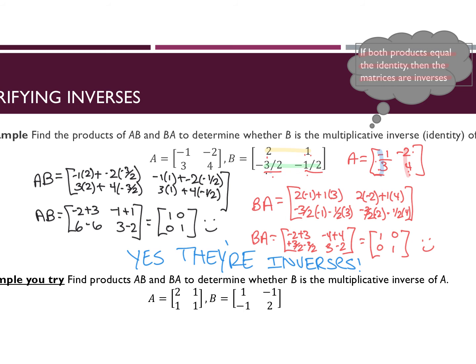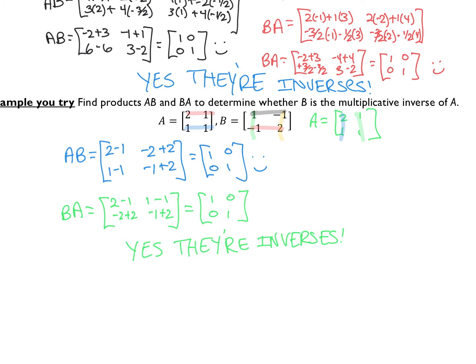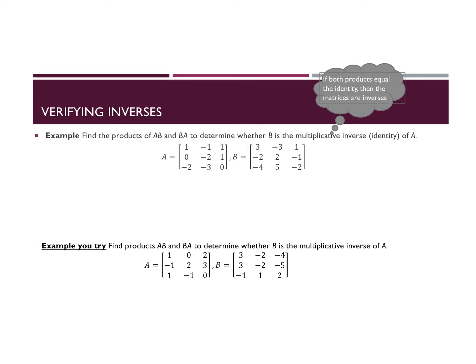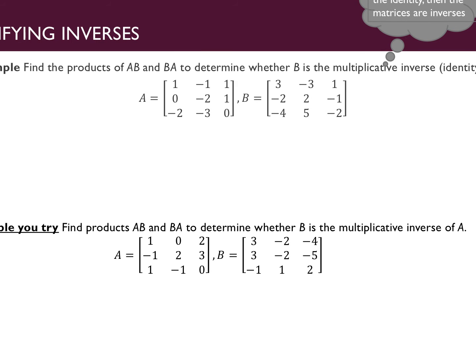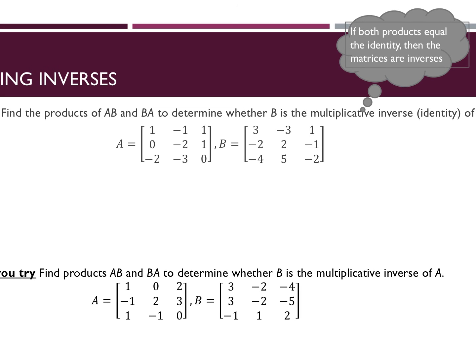Now I would like you to take a minute or two to try the example you try. So hopefully you found the product of AB and B times A to be the identity matrix, so we can say, yes, they are inverses. So in this same example, we're doing the exact same thing, except this time we're looking at a 3x3 matrix. And remember that when I do both A times B and B times A, and we get the identity matrix, we can say the two matrices are inverses.